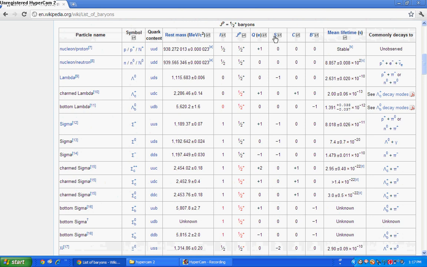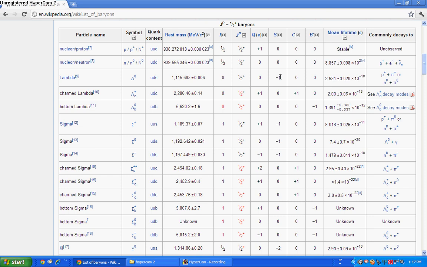Then here we're getting into strangeness. Particles that have strange quarks have strangeness. For every strange quark a particle has, it adds -1 to the strangeness. So particles with no strange quarks have 0 strangeness.